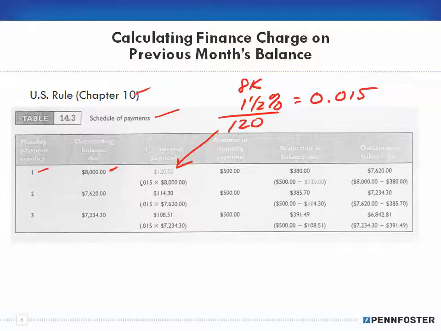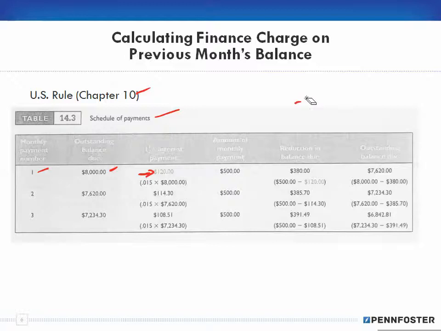So this right here, when you're looking at the table, is just the calculation of the math. You don't actually have to include it on the table because it's just an explanation of how to arrive at the $120 right there. So we have in this column here the 1.5% interest, so the interest on $8,000 ends up being $120.